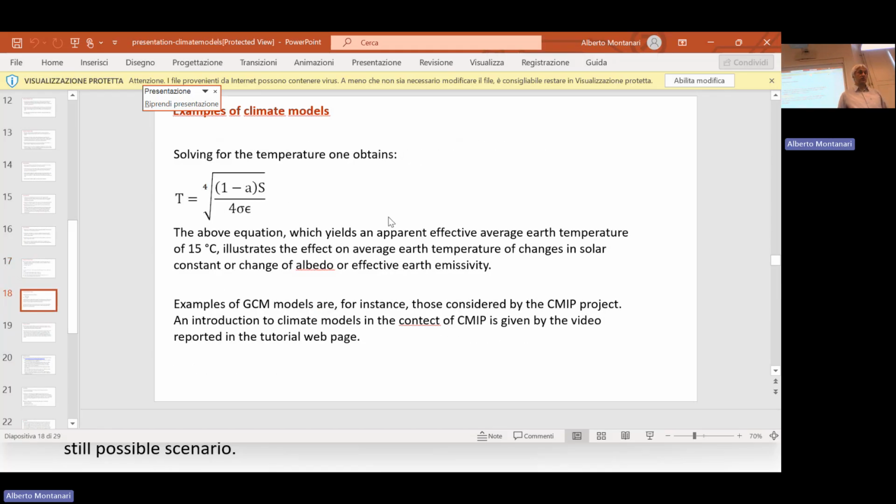And indeed, if you solve it for the values given in the previous slide, you get an average Earth temperature of 15 degrees. Actually, the average temperature is 14. Yeah, so it is very precise. Of course, it is precise because I think that the Earth's emissivity and the albedo probably have been calibrated a little bit, which is fine. But you can see this being the first example of climate models.